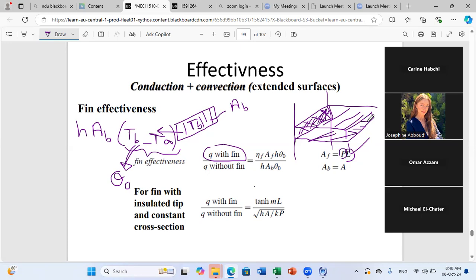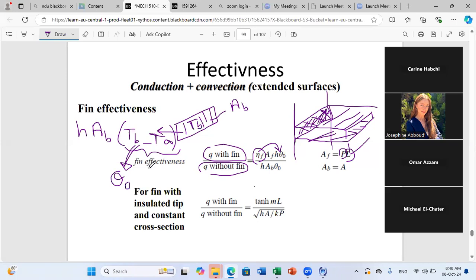Okay. So now we can say, what will be Q with fin? We already have calculated the efficiency. So as I told you, if we have the efficiency from the graph, we multiply the efficiency by the maximum possible transfer, which is the frontal area times h times theta 0. We get the actual heat loss through the fin. And of course, this should be larger than Q without fin. If it's smaller, then no need to put the fin. So the fin effectiveness is larger than 1, okay? Because if it's smaller than 1, this means that the fin is useless.